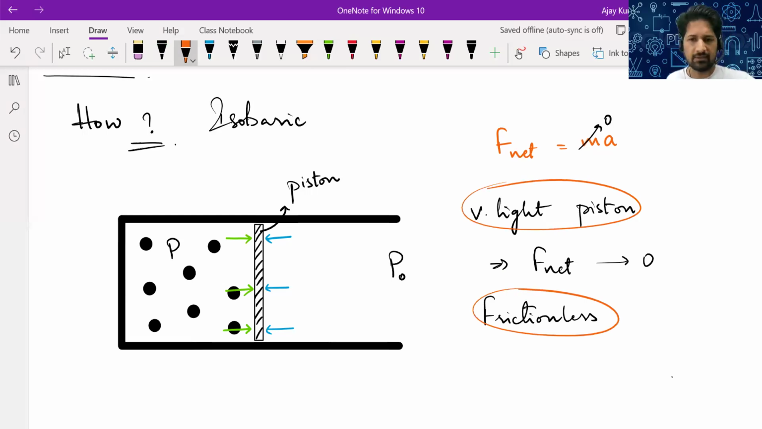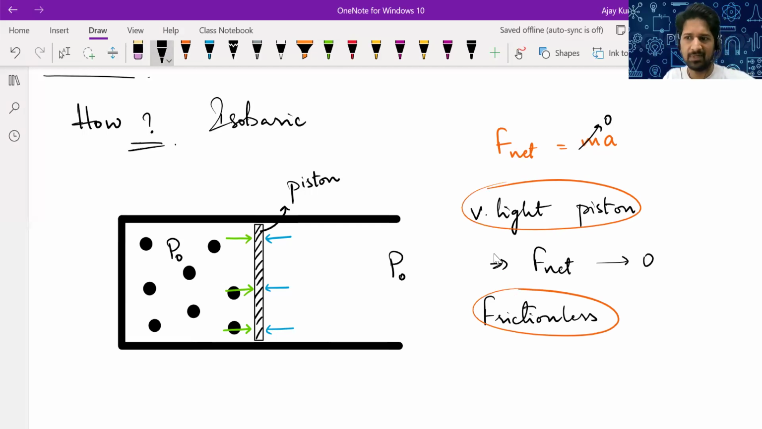then the net force on it will be tending to 0, which means the force from the right side should be equal to force from the left side. And that is possible only if pressure on the right side is equal to pressure on the left side. So if you use a massless and frictionless piston, pressure outside will be equal to pressure inside. It has to be.